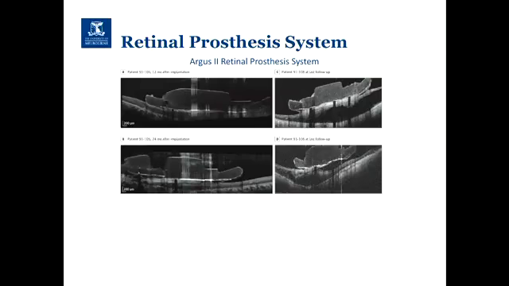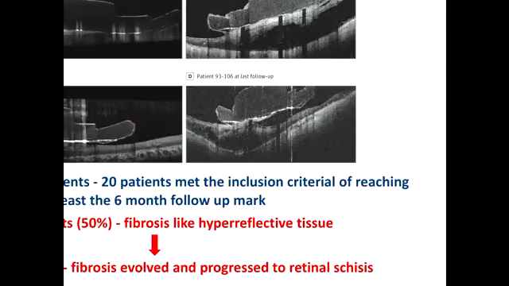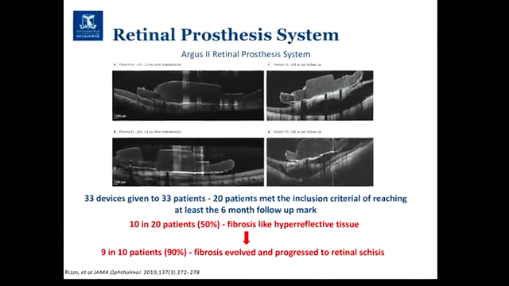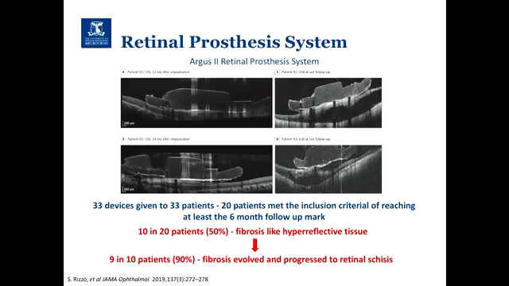There was a paper that came out, I'll just bring all these up, at the beginning of this year, where there was a number of patients who had been implanted with this device. So there were 33 devices given to 33 patients. Of those 33 patients, 20 of them made it up to a certain mark to be included in the trial. They were seeing how the device was behaving over a period of time, and I think they went out to about 2 years.